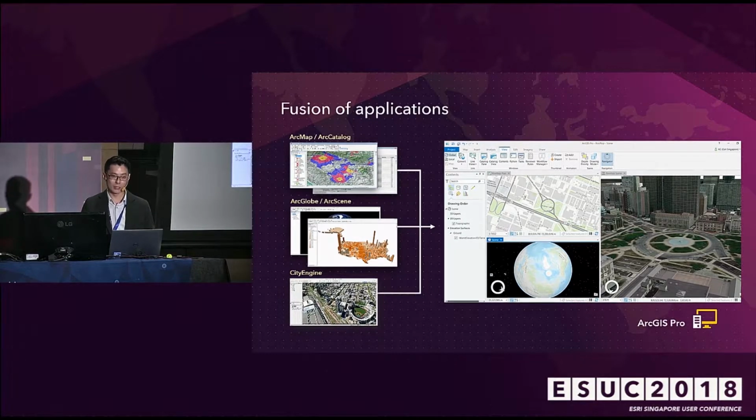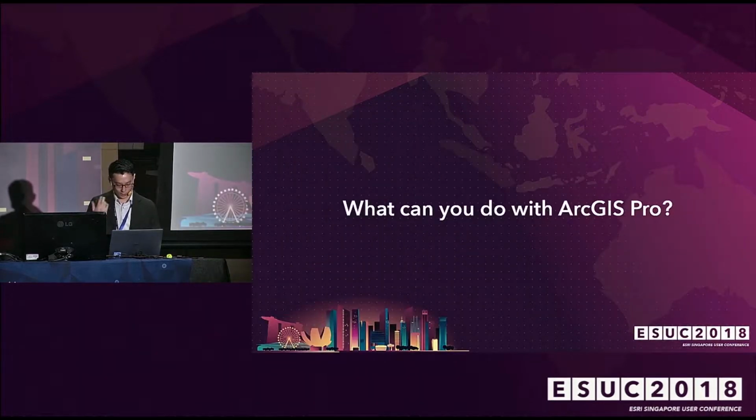We expect professional workstations to be not just a single monitor workstation; it should be a multi-monitor or video wall configuration. ArcGIS Pro really supports that workflow. We think this is a great way to merge all your applications. When you start to work with Pro, I think you will find some things that are really nice about it. So what can you do with Pro?